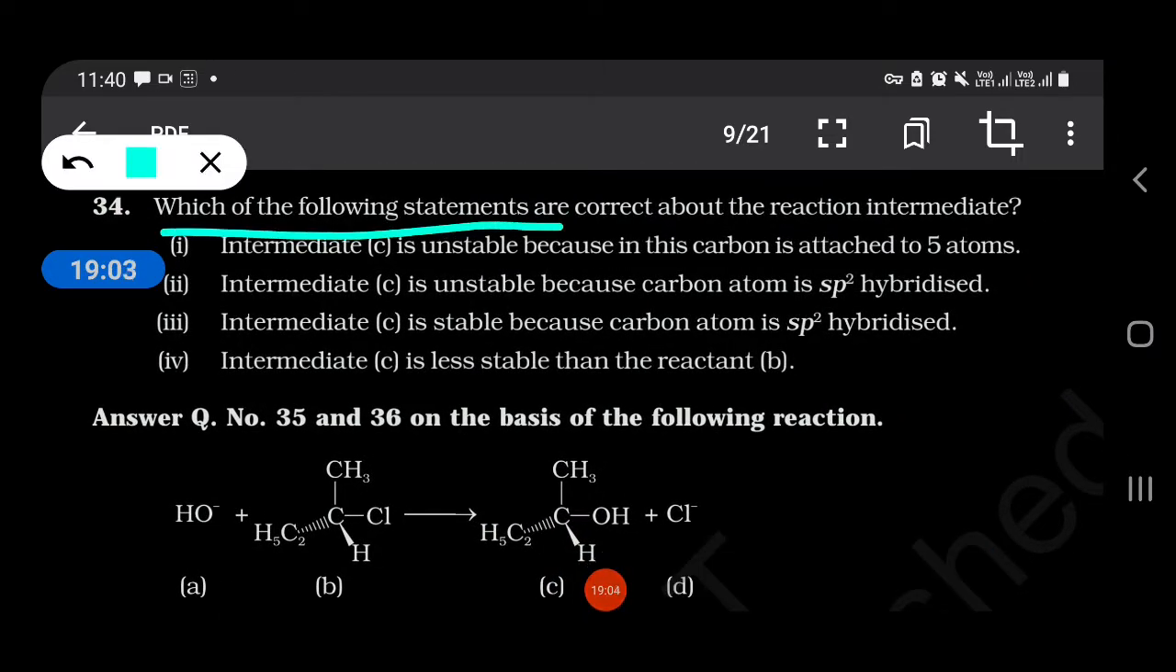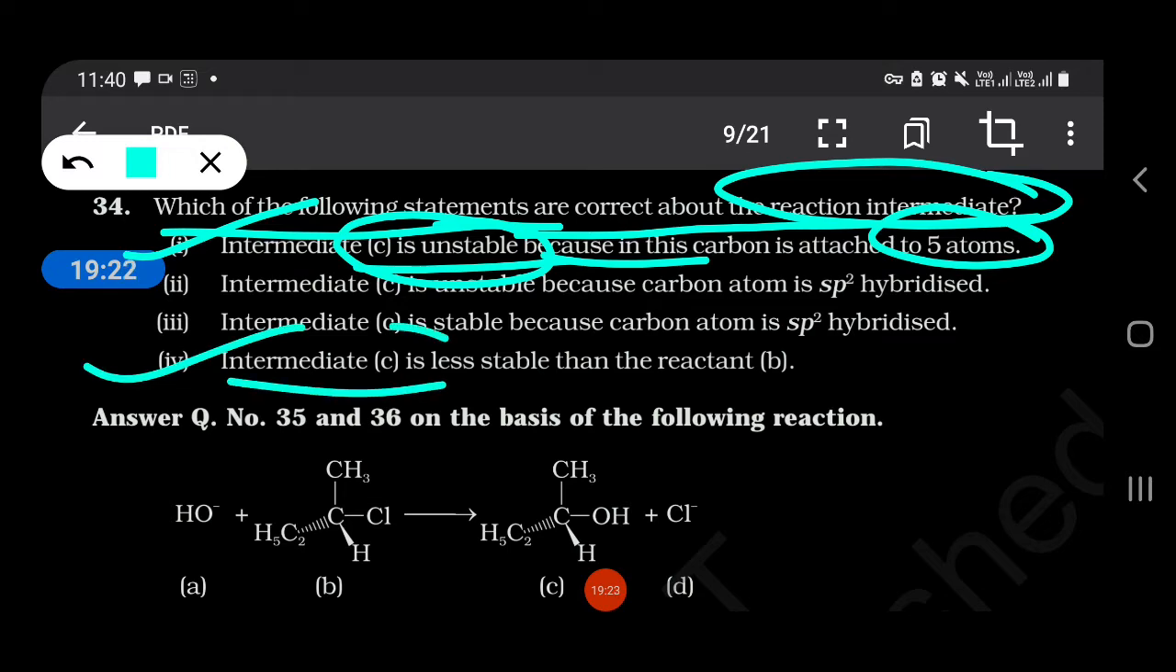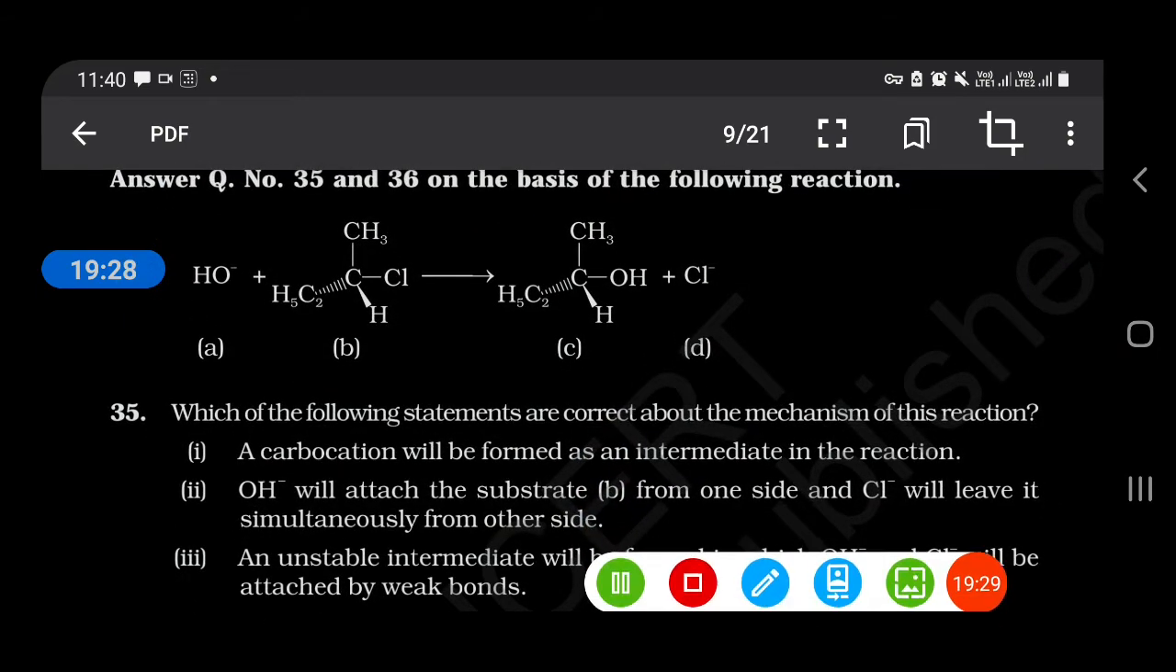Which of the following statements are correct about the reaction intermediate? The intermediate C is unstable, because in this carbon is attached to 5 atoms, which can't happen. Carbon has 4 valencies and it can attach only to 4 atoms. And intermediate C is less stable than reactant B. Yes, it is correct. Now comes the next question.